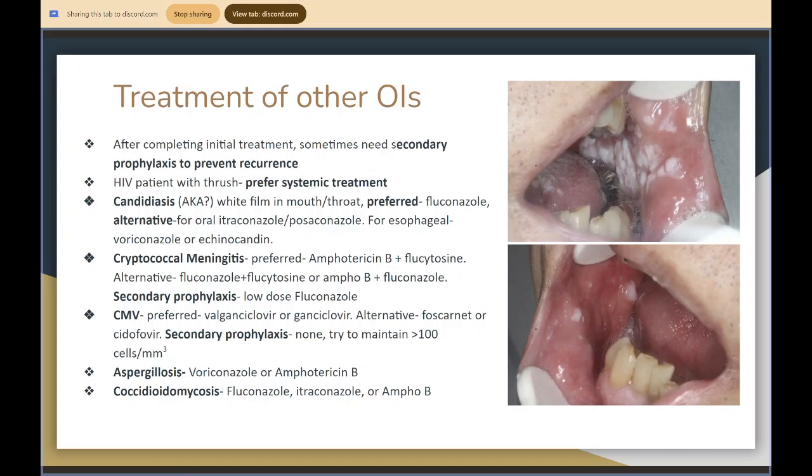Aspergillosis, nasty deep fungal infection, voriconazole or ampho B, and then coccidioidomycosis. You can do fluconazole, itraconazole, or ampho B.